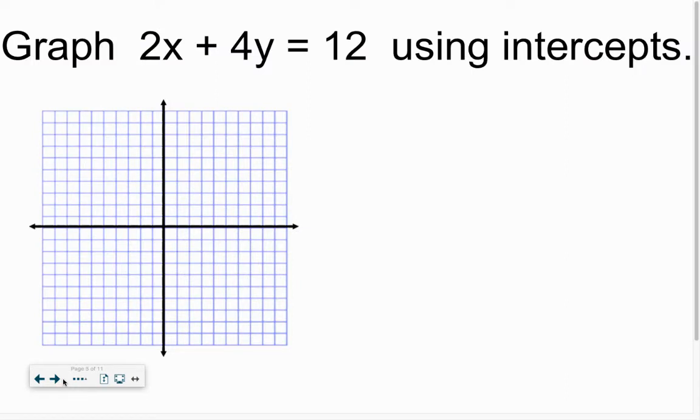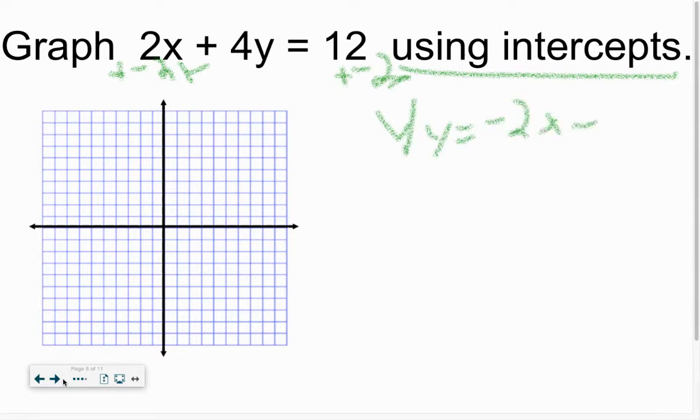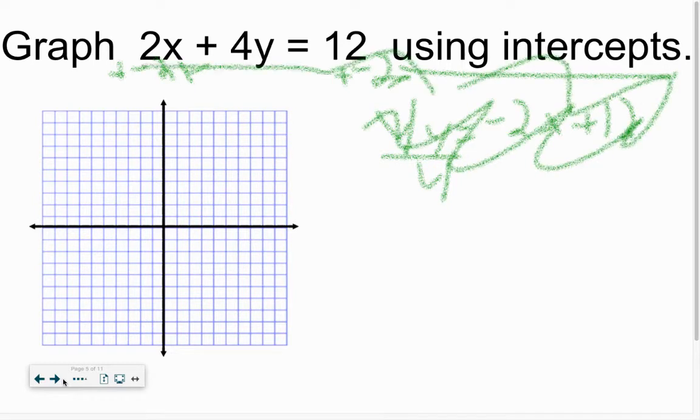Graph 2x plus 4y equals 12. Notice it says using intercepts, so we don't have to worry about trying to rewrite this into y equals mx plus b form and solving it from there. We don't have to do any of that stuff. So all we're going to do is we're going to use the intercepts.